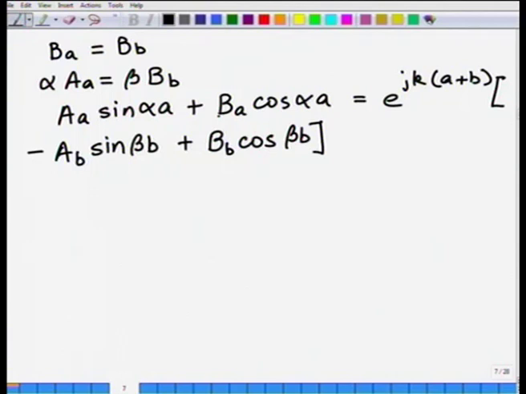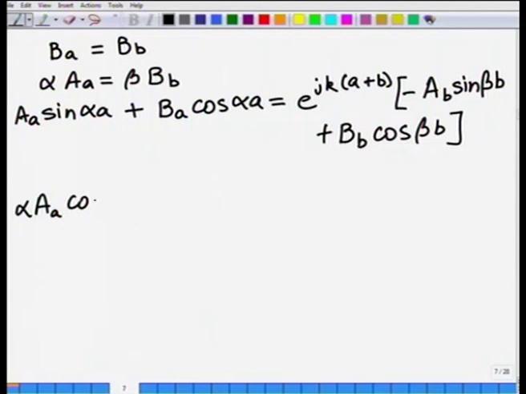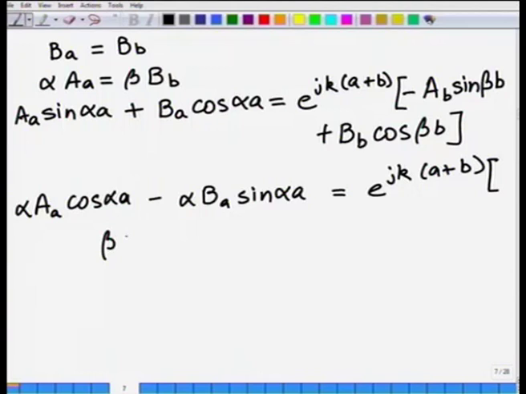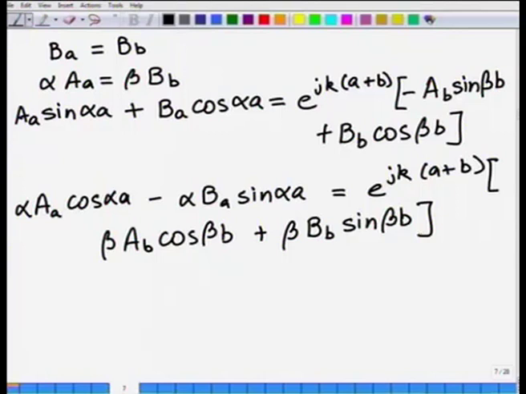The fourth equation will be alpha A_A cos of alpha a minus alpha B_A sin alpha a should be equal to e to the power j k (a plus b) times beta A_B cos beta b plus beta B_B sin beta b. So, that is the four equations and four unknowns, but of course, these are four homogeneous equations. Four homogeneous equations always have a trivial solution, that means A_A, B_A, A_B and B_B all being 0 is a trivial solution of this.